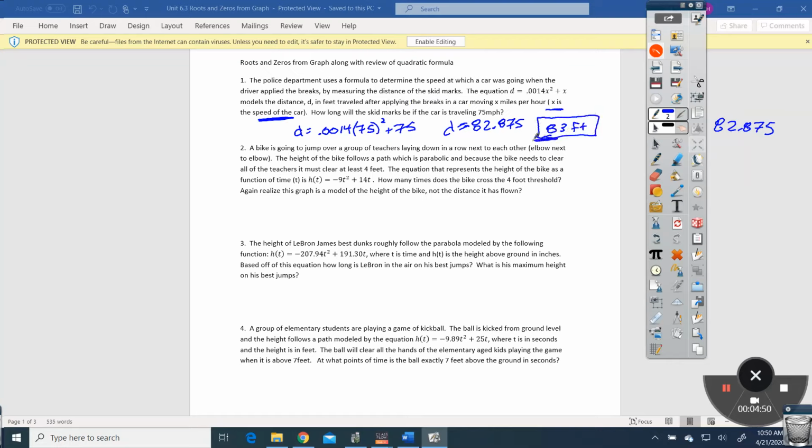So there are 83 feet of skid marks on that. Now, question number 2. A bike is going to jump over a group of teachers laying down in a row next to each other, kind of like the last one. If you did watch the last video, it's the same problem, but we're going to ask something different.